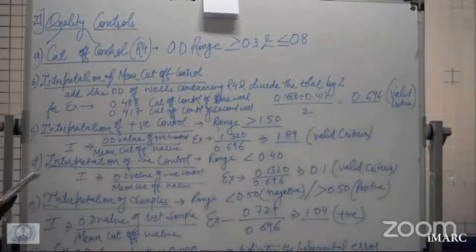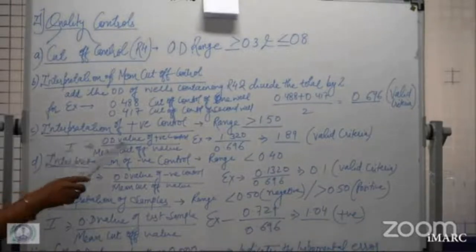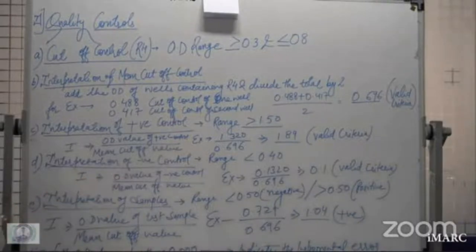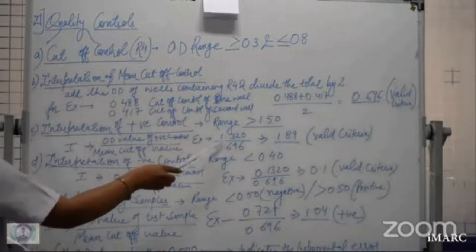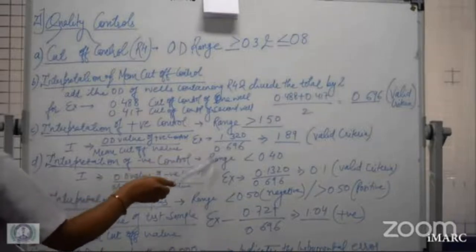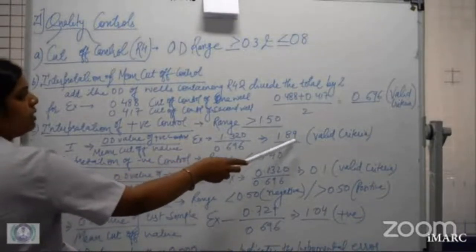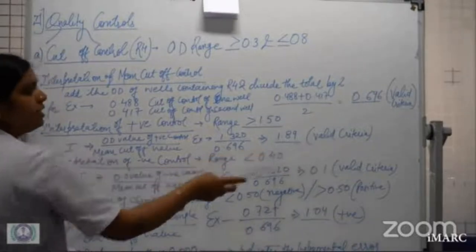Third one is the interpretation for the positive control. The index value for the positive control must be greater than 1.50. So the formula is: index value equals OD value for positive control divided by the mean cutoff value. For example, in our test run, we got the OD value for positive control as 1.320, which is divided by our mean cutoff control. So we will get the value of 1.89, which is in the range of our valid criteria.